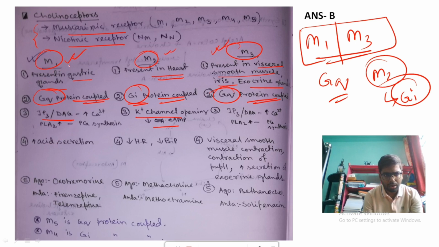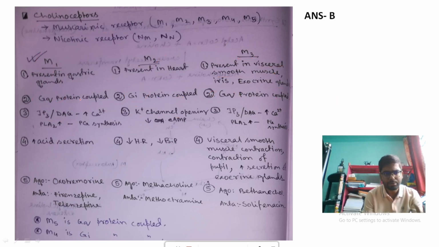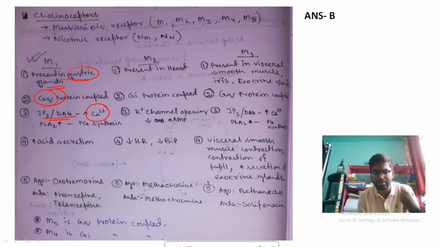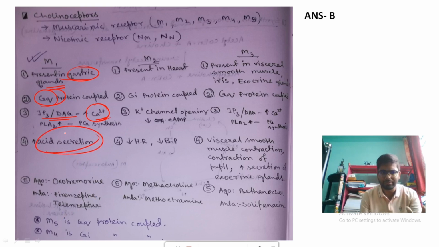So what is the effect of the M1 receptor? Acid secretion. The M1 receptor is involved in acid secretion. Why? Because the M1 receptor is present in the gastric gland, and it's a type of receptor where the Gq protein is involved and the IP3 DAG pathway is happening. When the M1 receptor is activated, the IP3 DAG pathway will open and calcium 2 plus ion will be released from the sarcoplasmic reticulum. So what is the role of calcium 2 plus? Calcium 2 plus causes contraction, and that's why acid will be secreted from the gastric gland.